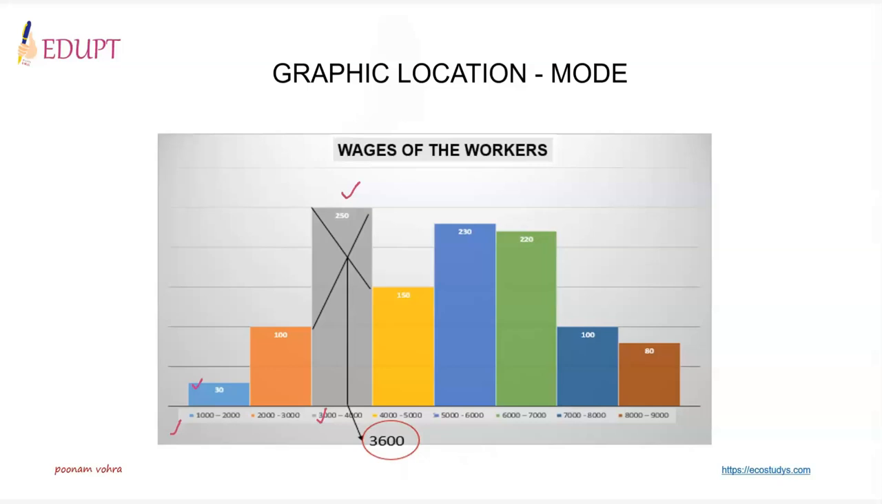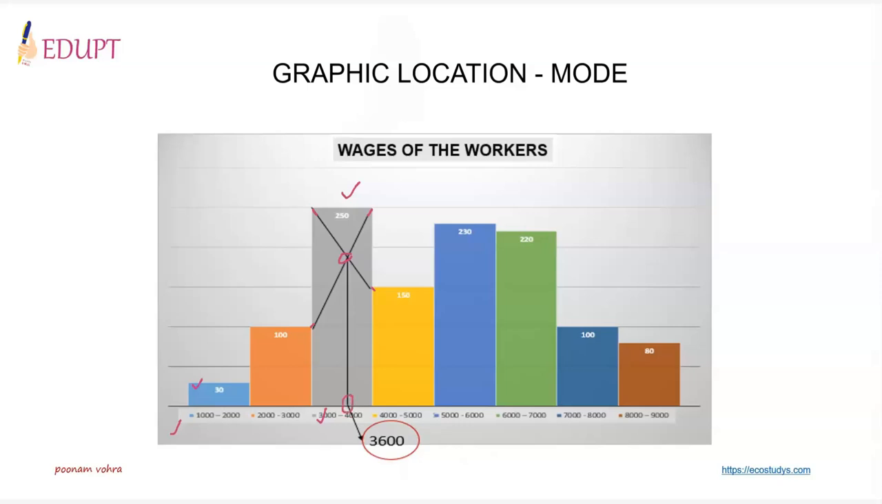Now one needs to draw two lines, one joining the top right point of the rectangle preceding the modal class with the top right point of the modal class, and the other joining the top left point of the modal class with the top left point of the succeeding class. So we get a point of intersection like this here, and from the point of intersection you need to draw a perpendicular on x-axis and you arrive at a particular point.